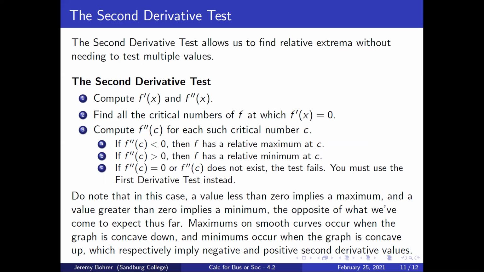Do note that in this case, a value less than 0 implies a maximum, and a value greater than 0 implies a minimum, the opposite of what we've come to expect thus far. Maximums on smooth curves occur when the graph is concave down, and minimums occur when the graph is concave up, which respectively imply negative and positive second derivative values.